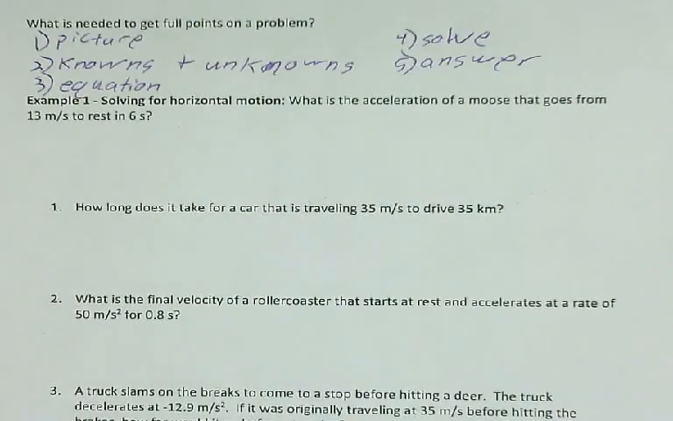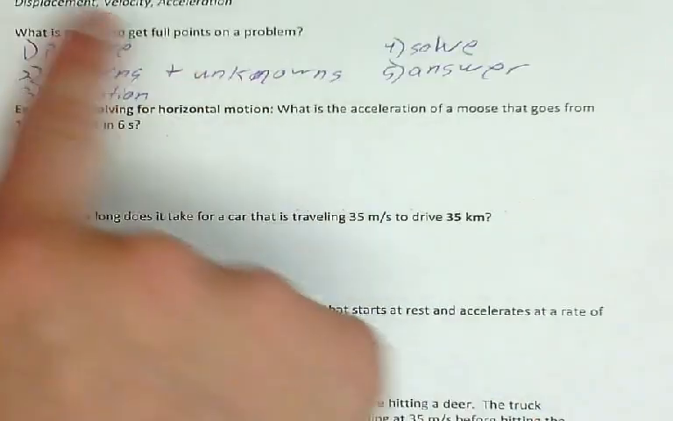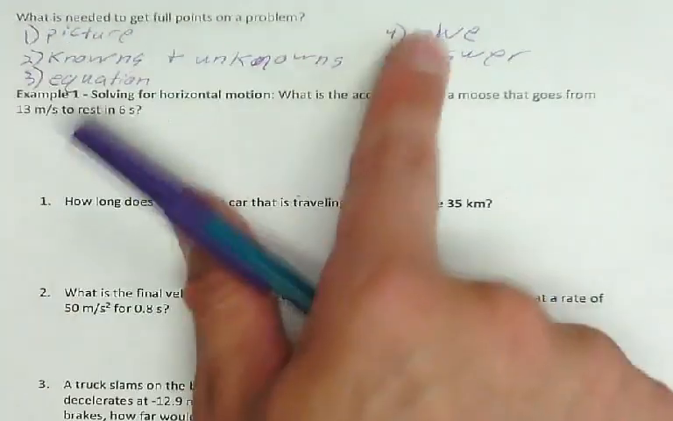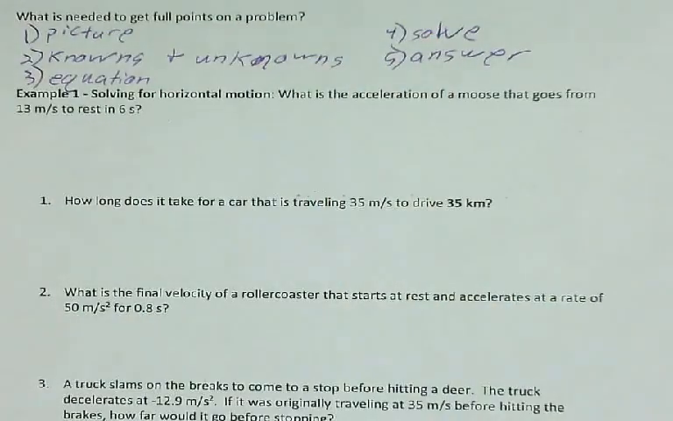Problems are generally worth 5 points. It's not 1 point for each thing. It's like a half point for the answer, a half point for the picture, 2 points for the solving. So they're not worth exactly the same number of points, but they do work through each other in the same fashion. So those are the 5 things that you need.